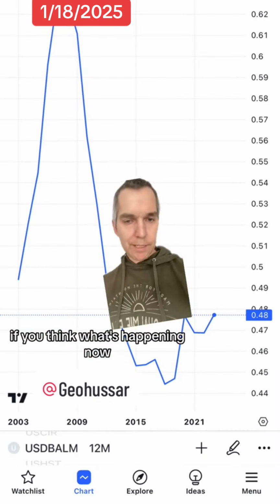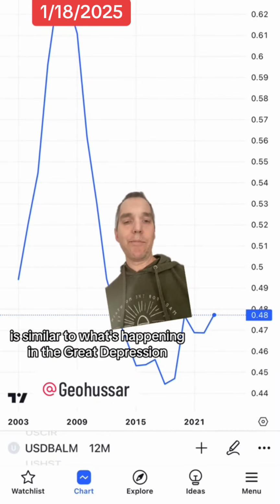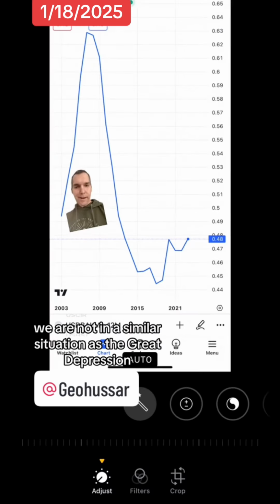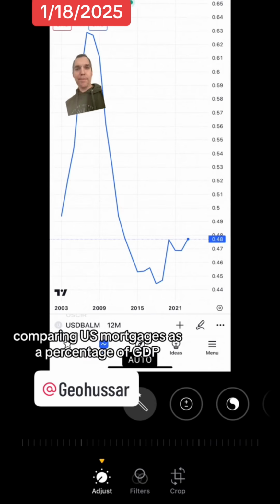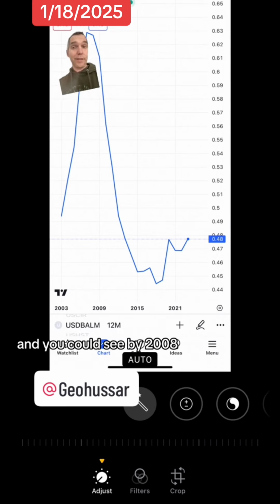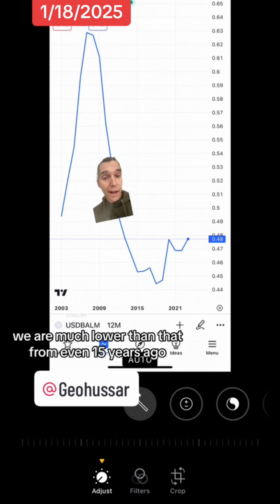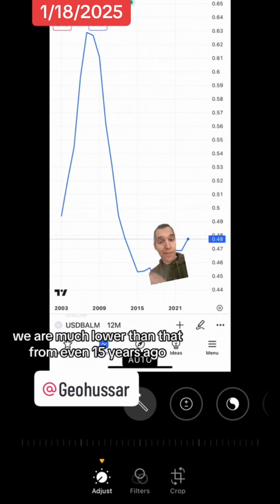If you think what's happening now is similar to what's happening in the Great Depression, that's absolutely not true. And no, we are not in a similar situation as the Great Depression compared to today. I made this chart comparing US mortgages as a percentage of GDP, and you could see by 2008 it was extremely high. We are much lower than that from even 15 years ago.